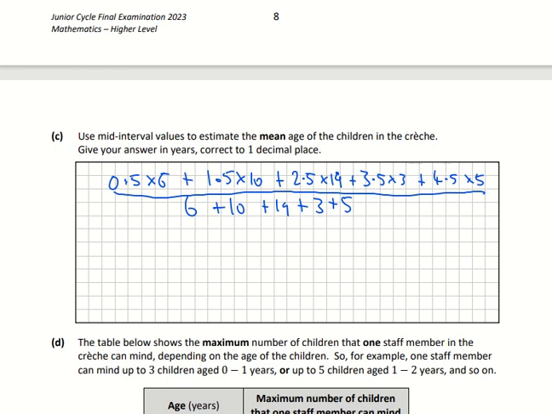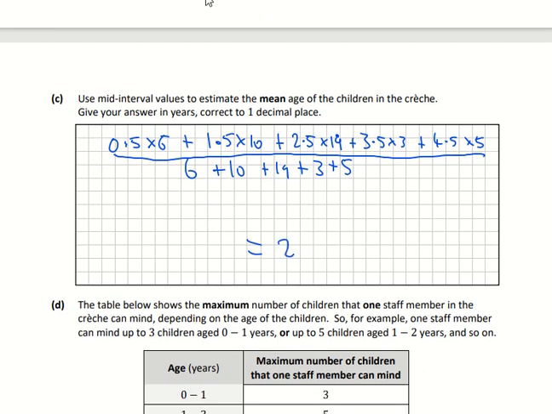So that'll work out the mean value of children in the creche then. Well, it'll be an estimate for the mean. And you should get 2.3 when you put it into the calculator there. That's when you round it off as well. So that's rounded off to 1 decimal place as was asked.